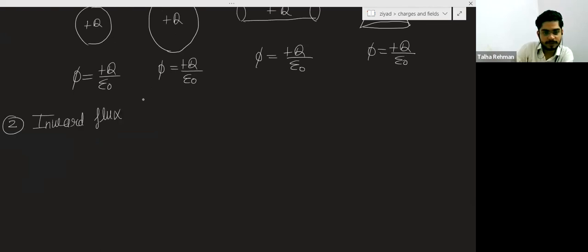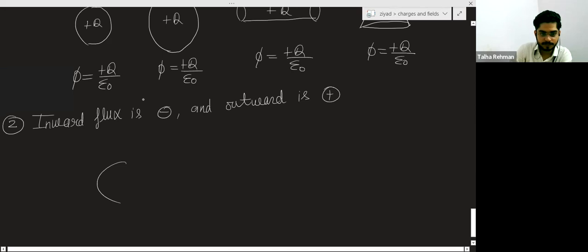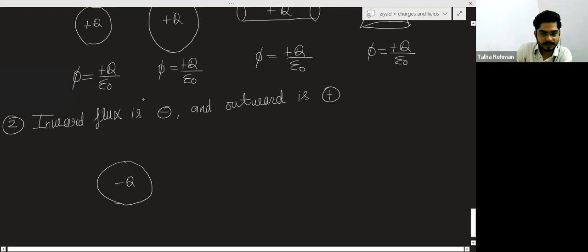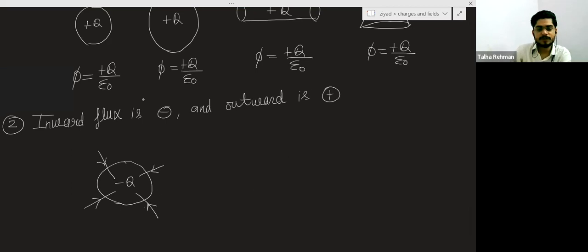Inward flux is negative and outward flux you will take as positive. Now how will inward and outward be decided? Suppose this is the sphere and this sphere has a minus q charge. So suppose the electric field lines are entering this closed region or closed surface like this.